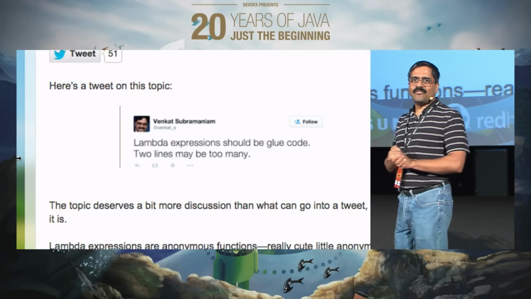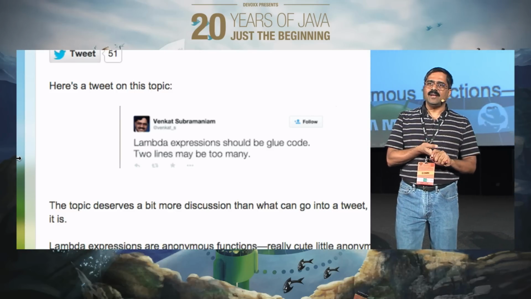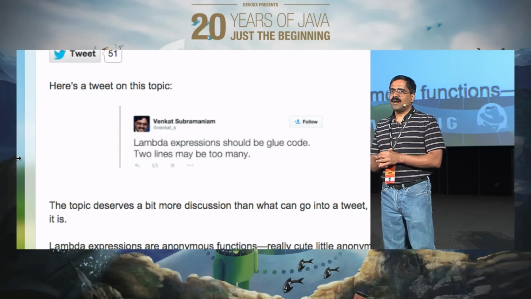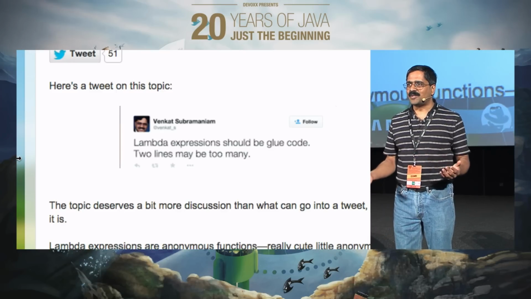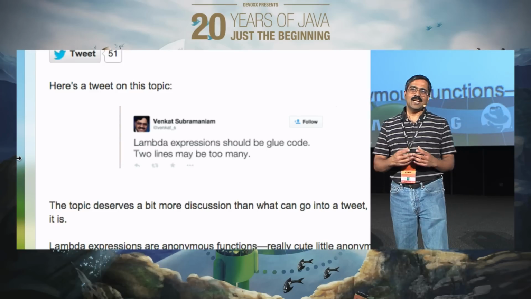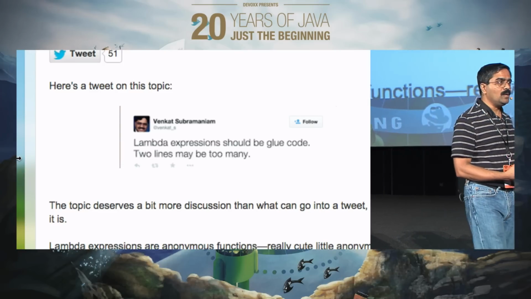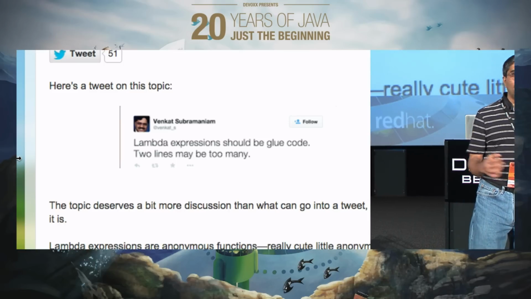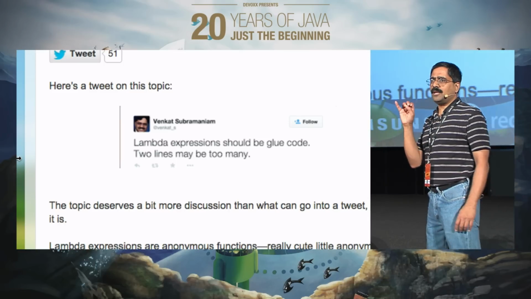I got to go back and refactor all this code. And then a day or two later, he tweeted back saying, hey, thanks for suggesting. I refactored my code, and finally, I can actually understand my code now. So the point really is that we can make a mess out of lambdas if we violate that rule. So keep in mind that lambdas have to be glue code, and I want the lambda to be extremely short.